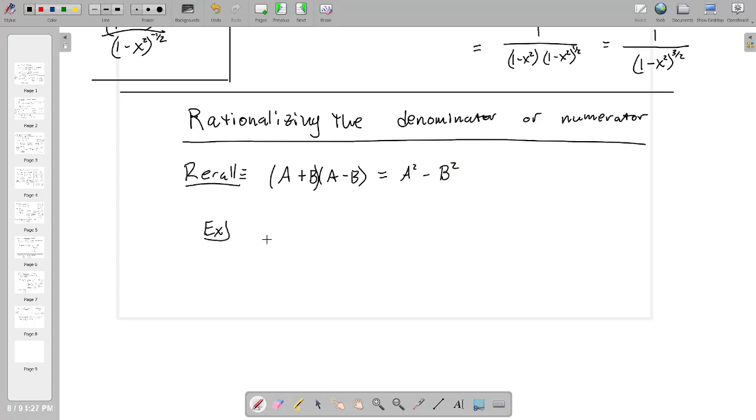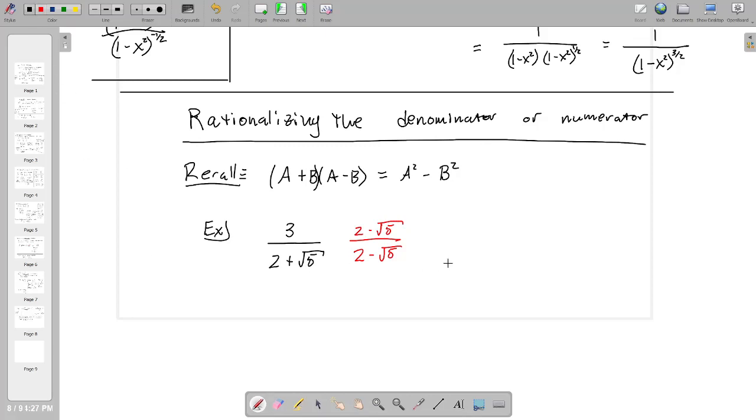Suppose we want to rationalize something that looks like this: 3 over 2 plus the square root of 5. Then our problem is that if we try to just multiply by 2 plus the square root of 5, because of the distribution property and foiling everything out, we would end up with a radical. But because we have a difference of squares, all we need to do is multiply by the conjugate, 2 minus the square root of 5. We change the sign and multiply.